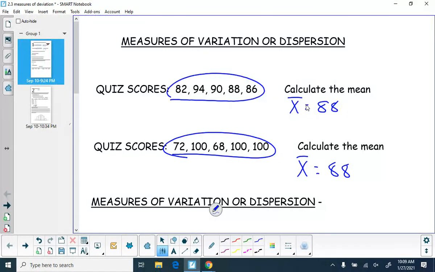What would be a statement? We got 82, 94, 90, 88, 86. Then we got 72, 100, 68, 100, and 100. What would be a statement that compares these two sets of data? Here's your English thing for the day.